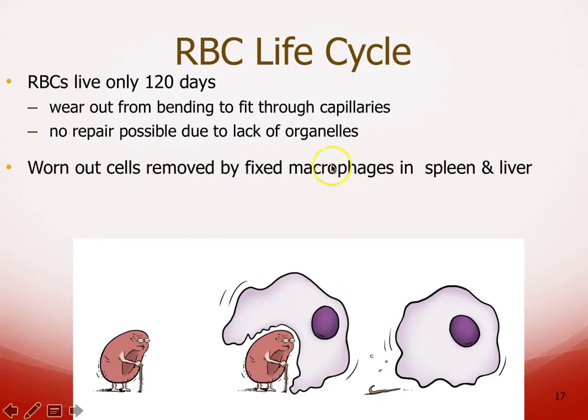Okay, and that's what you're seeing in this image. So this is an image of a macrophage, which is a cell that basically gobbles up other cells. So these worn out cells are going to be removed by these macrophages in the spleen and in the liver. And then this term fixed that you're seeing here, so these are fixed macrophages, and that simply means that they are found in the spleen or in the liver. They don't move around. They're fixed. They're in one spot. Okay, and like I mentioned, the breakdown products are recycled.